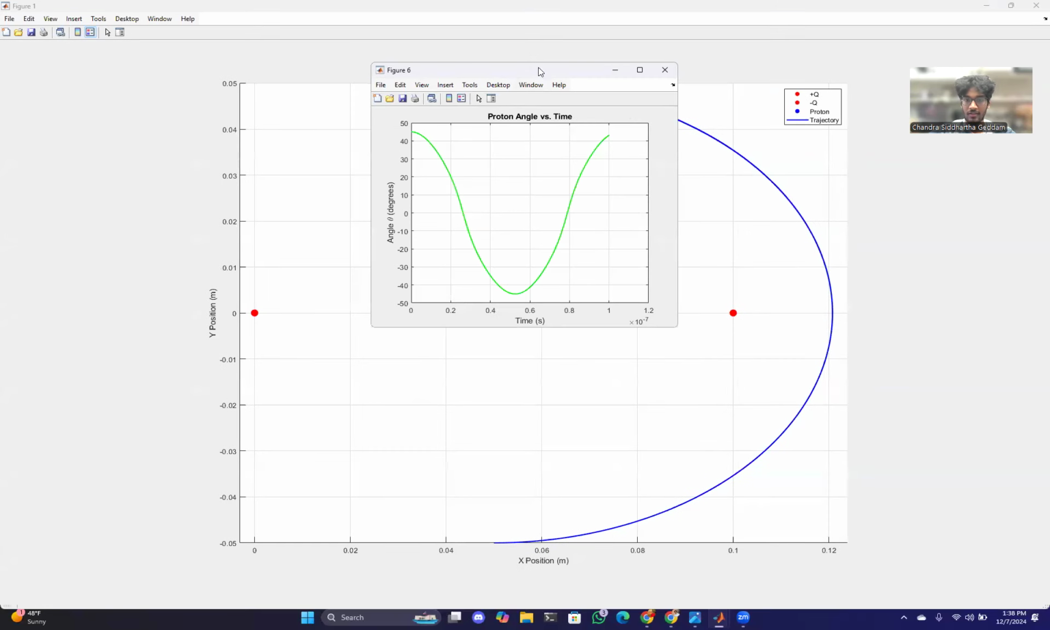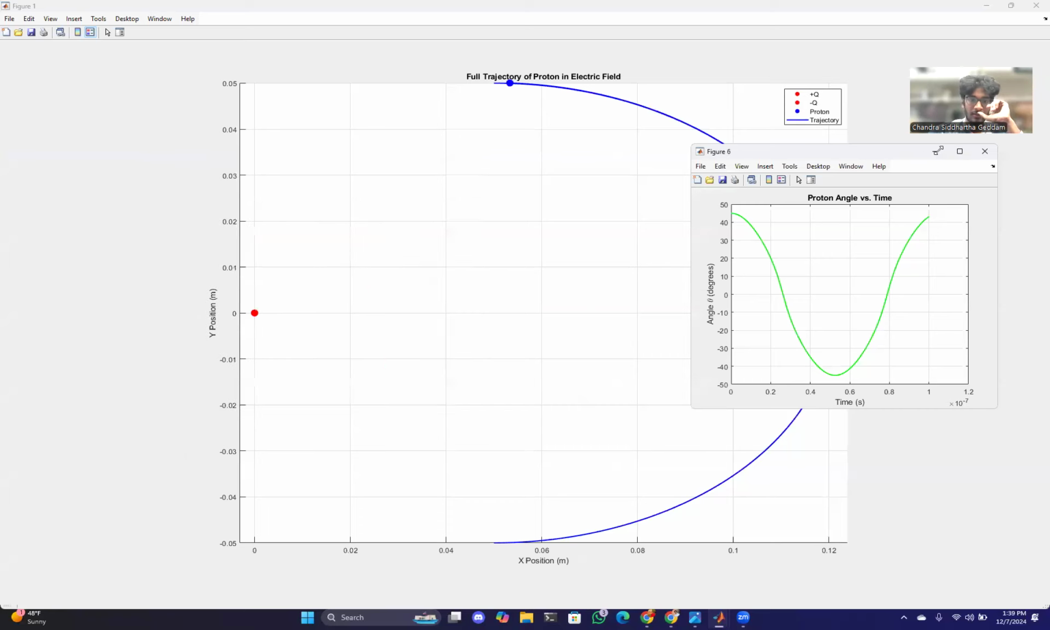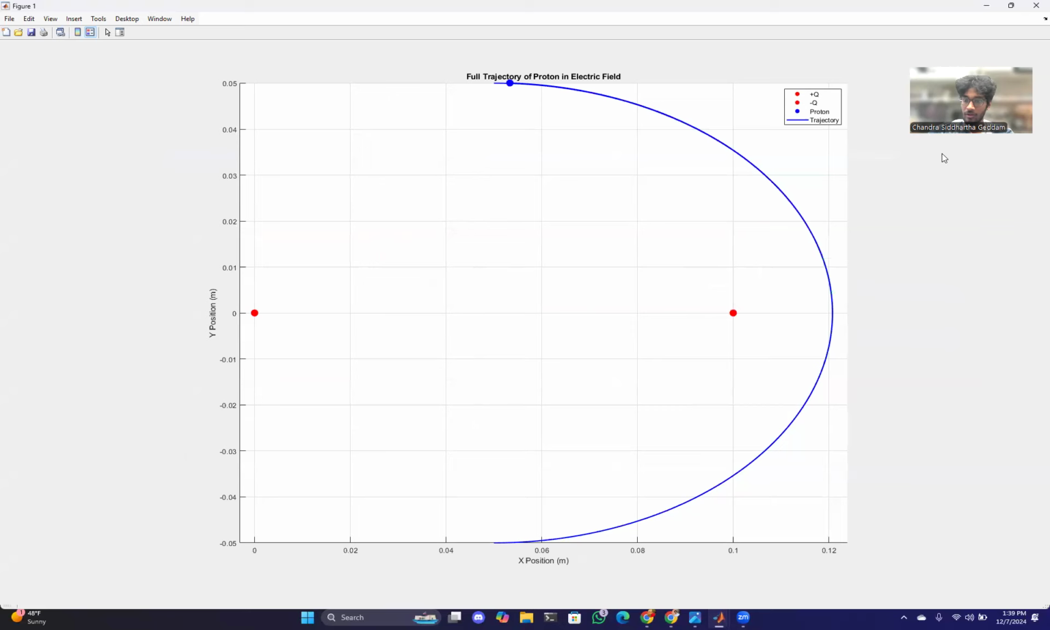So here you can see again the change in position and change in angle with respect to time of the proton trajectory. And I guess this gives a sort of easy understanding of how a proton behaves in between two charges. We can change the polarity of both the charges and play around with it for more learning.